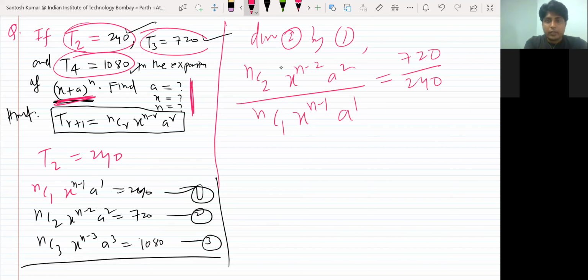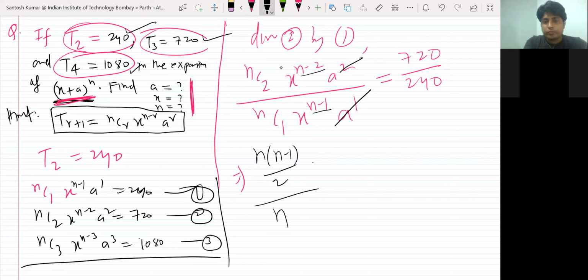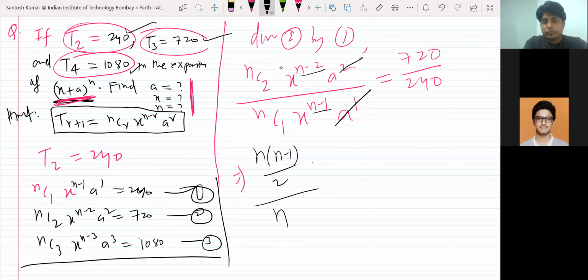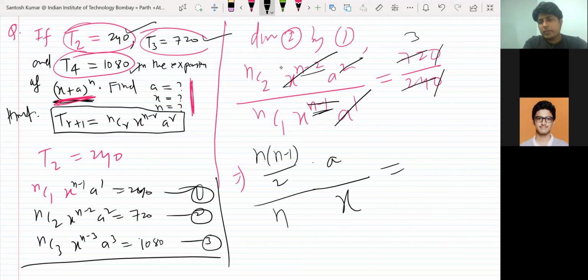Okay, and now you simplify it. So nC2 is n into n minus 1 upon 2. So a will cancel with a square, it will be 1a. n minus 2 and n minus 1, which one is the larger? n minus 1 or n minus 2? n minus 1 is larger, right? So this will cancel, the power 1x will be left. So in numerator you have a, in denominator you have x. And on the right side the zeros cancel, and 24 threes are 72, so 720 over 240 gives 3.